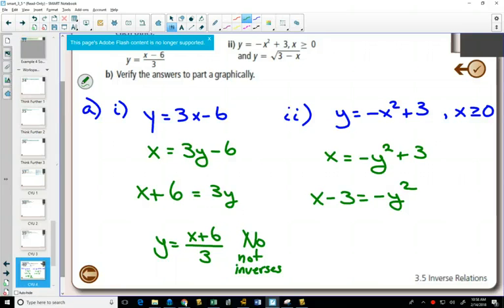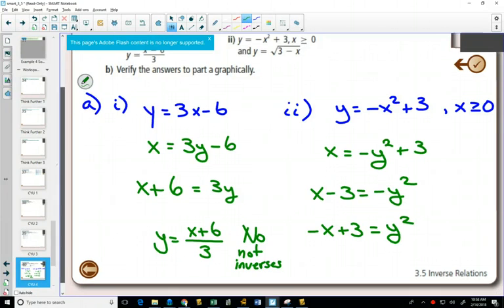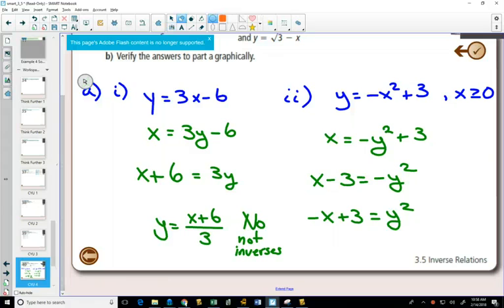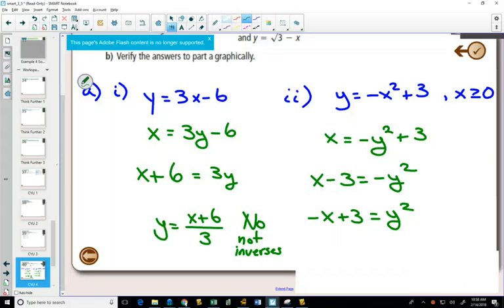Here I have a negative y squared. You can either divide by a negative 1 or multiply by a negative 1 to get rid of that negative. Doing so would change this side to negative x plus 3. And now that I've got y squared by itself, I can square root both sides. Remember, when you square root both sides.